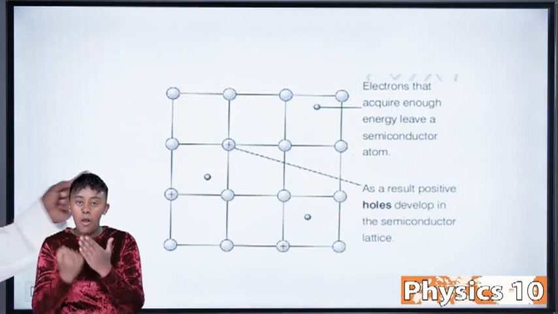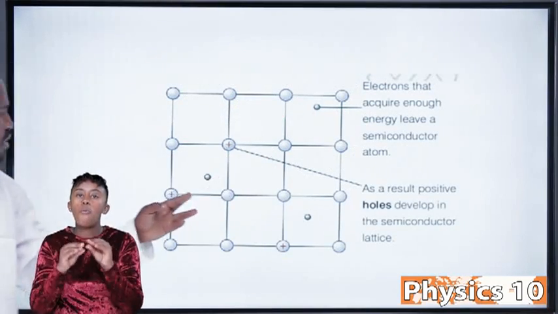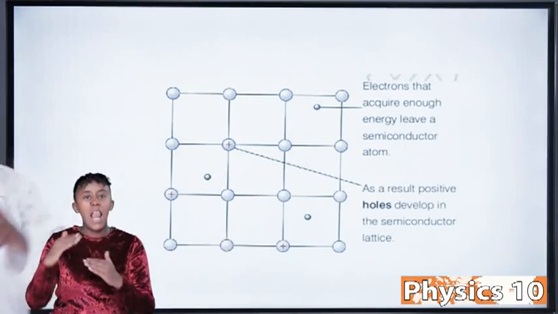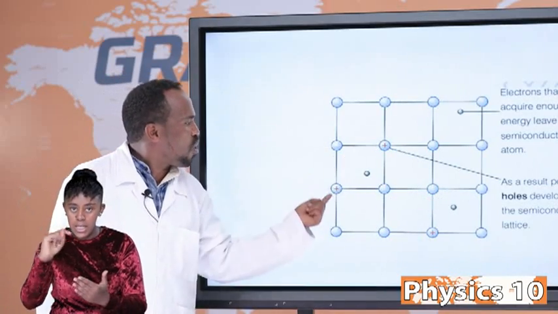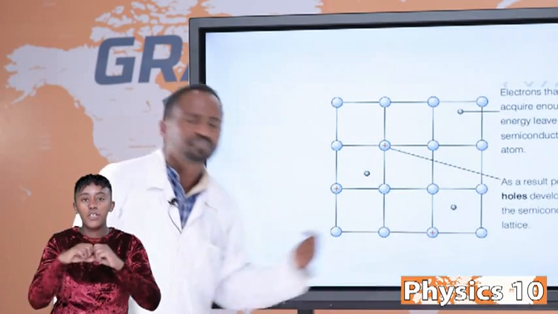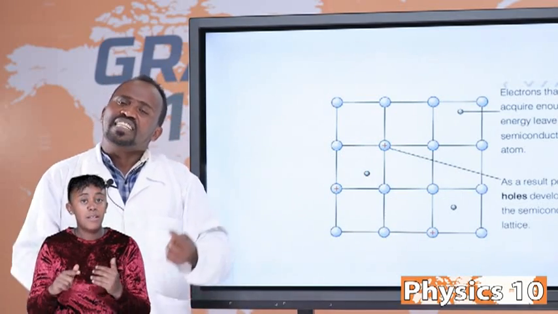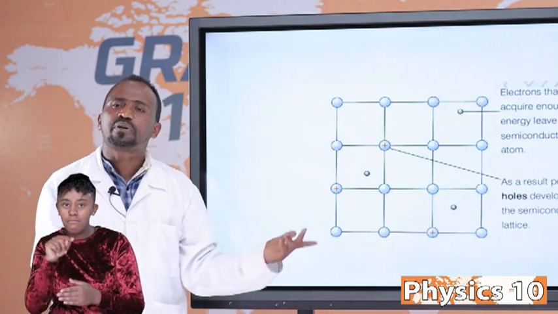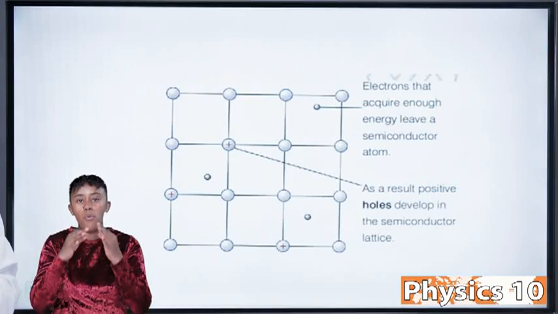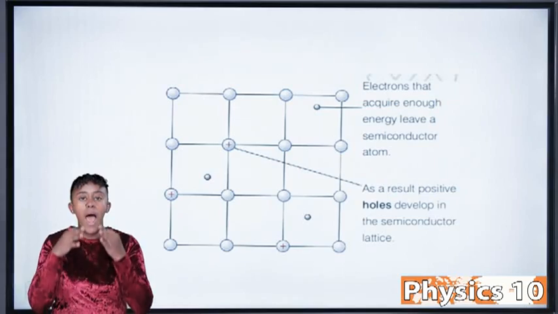The diagram shows this electron moving or leaving this lattice atom. While it is leaving this lattice atom, a hole, a positive charge, is formed. Since there is a positive charge, a hole is formed, and this semiconductor becomes able to conduct electricity.